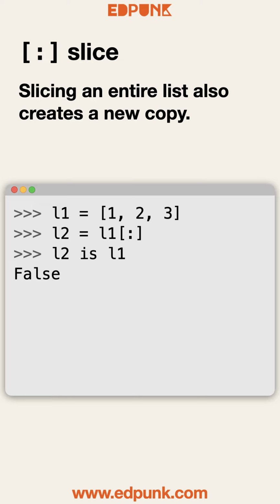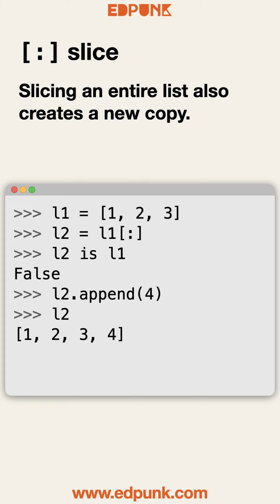Now, add a new item to L2 by executing L2.append(4). Now let us view the contents of L2. We can observe that the list contains items 1, 2, 3 and 4. Now, let us take a look at the original list L1. You can see that the list L1 is not modified.